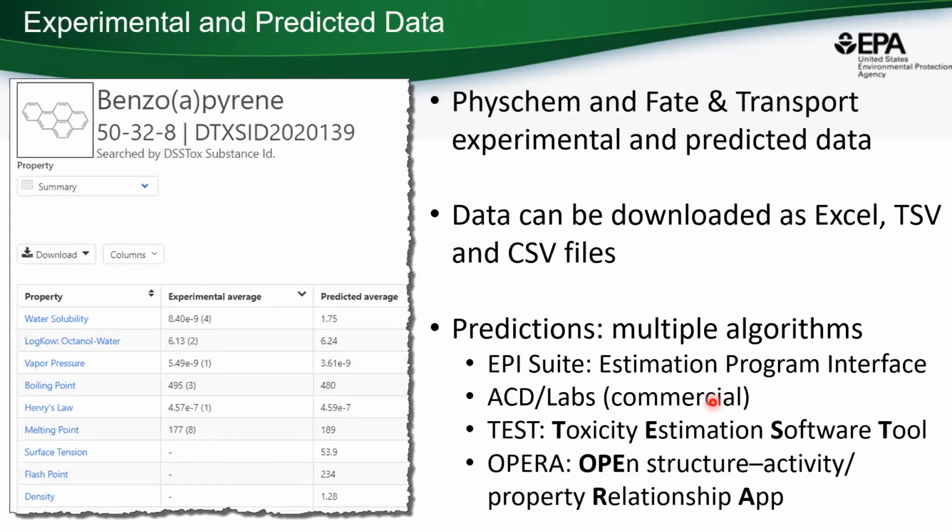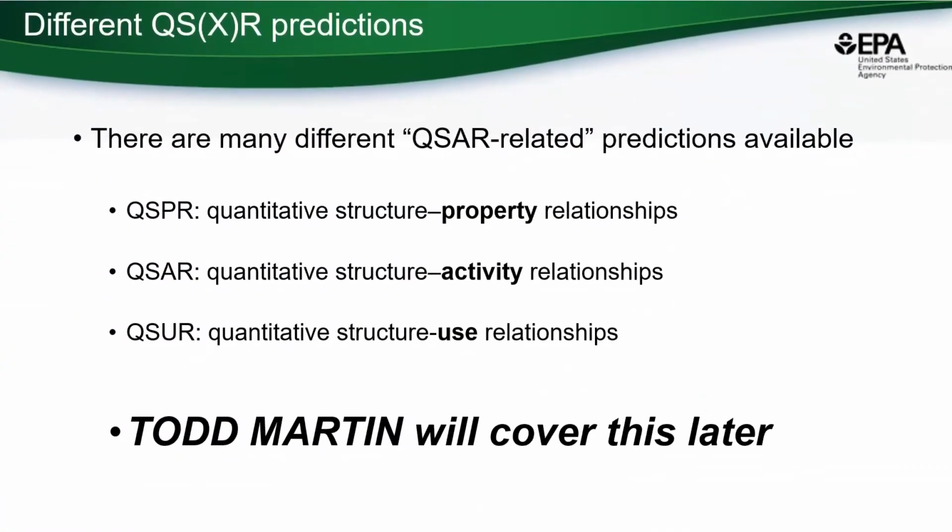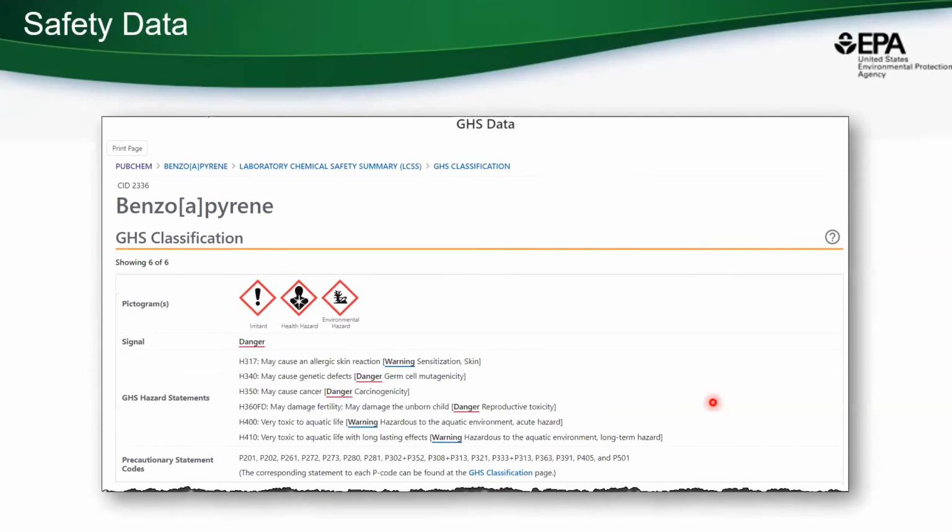When we have models available for the endpoint, we put the experimental data up as well as the predicted data. And there are many different types of predictions available. You have the QSAR, which is the quantitative structure activity relationship. You have property relationships, QSPR, and you have QSUR, which is what Catherine Phillips will be talking about later. She built the fuse models. Todd Martin will cover this in more detail later.